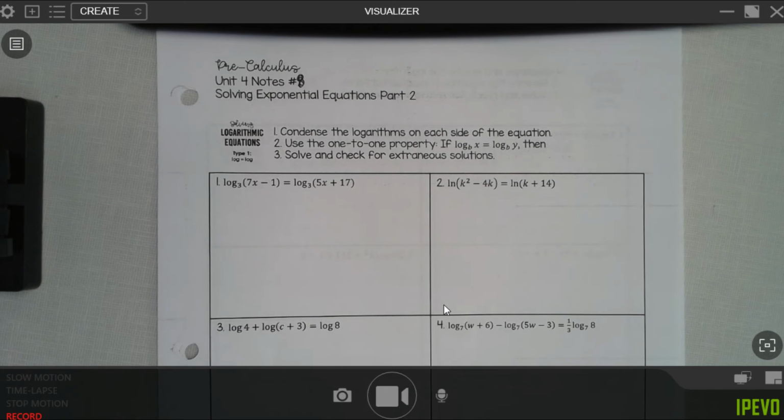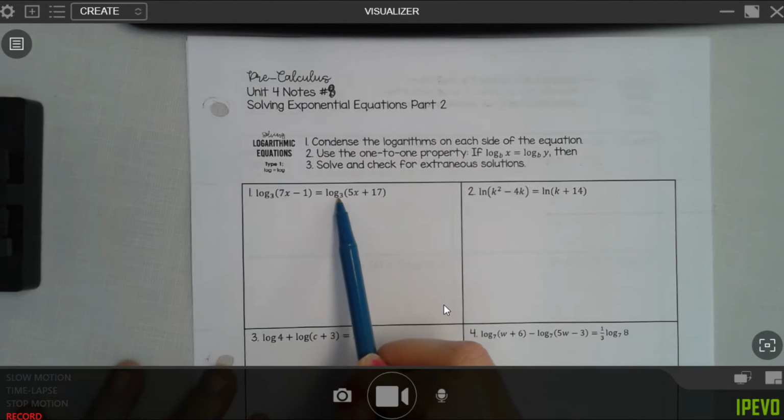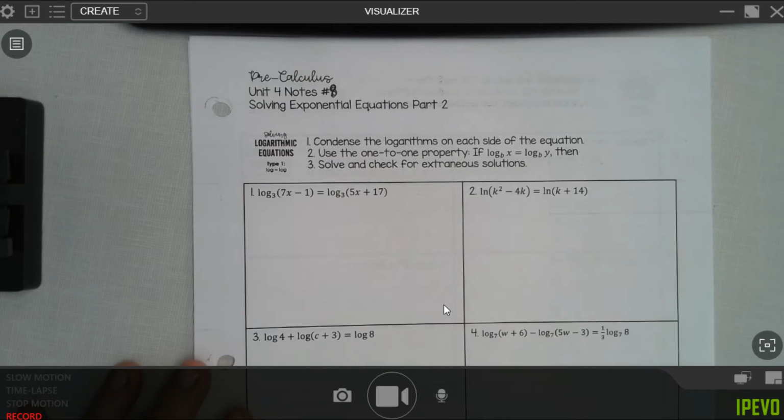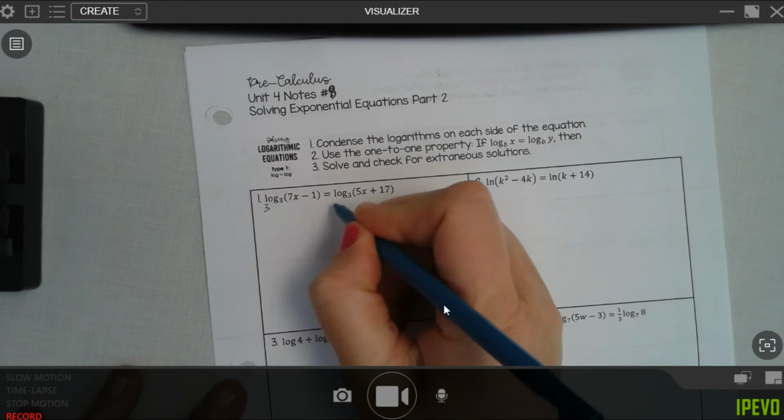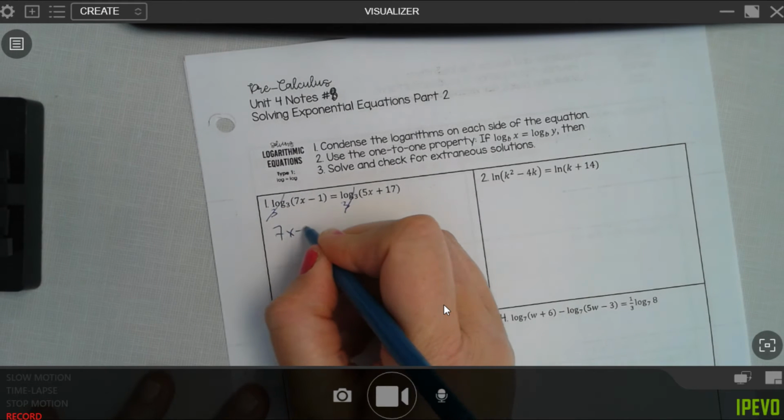All right, so this is solving exponential equations part 2. So this is 4.8 notes. So the first type we can have here is when our logs with the bases are the exact same, they end up canceling out because I can technically raise both of these sides to a power of 3, which cancels those out. So I get 7x minus 1.